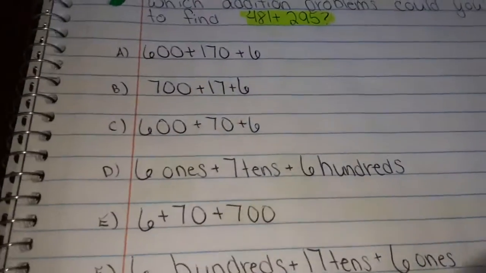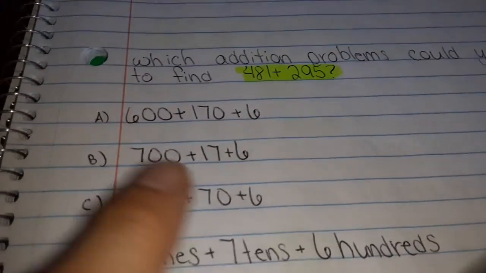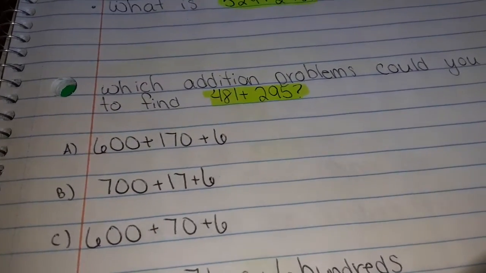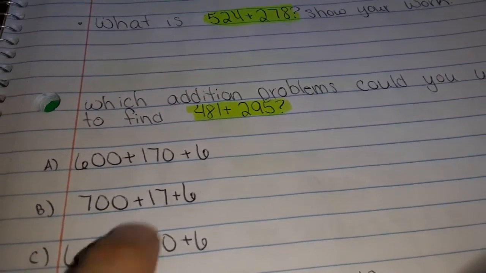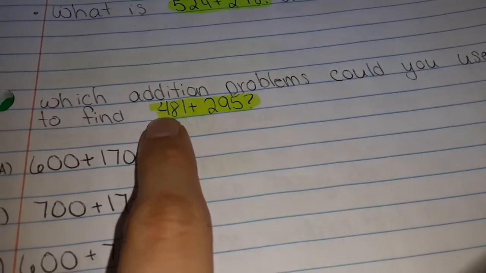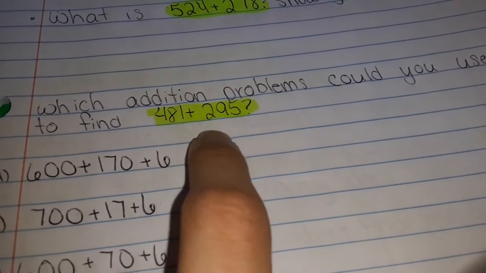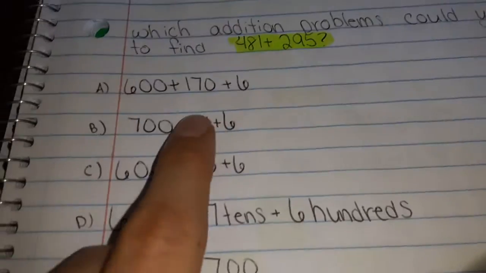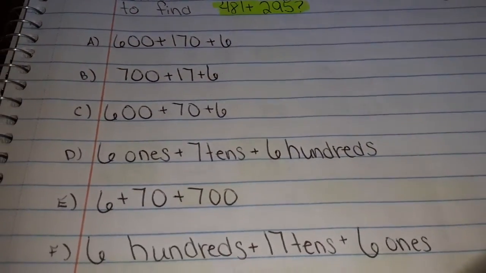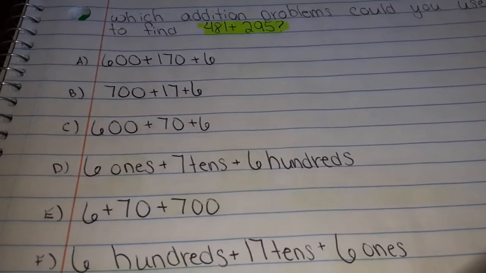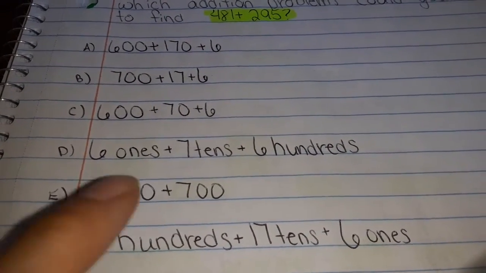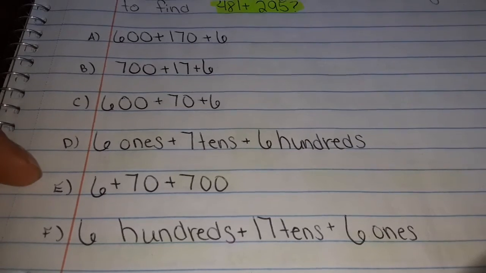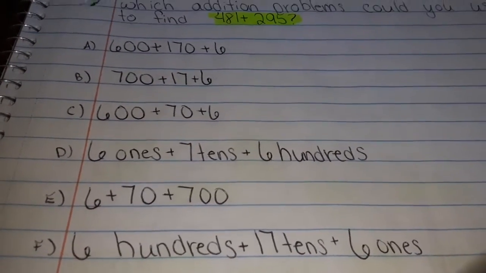Which addition problems could you use to find 481 plus 295? 600 plus 170 plus 6. So what you're trying to do is figure out what 481 plus 295 is. And whatever that equals, the equation down here must also equal. So you have A, B, C, D, E, and F to choose from.